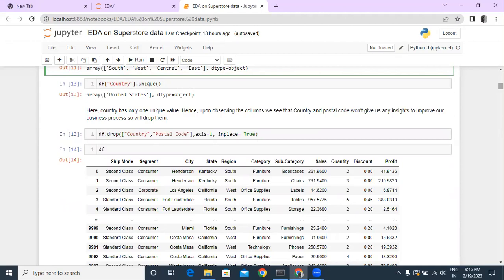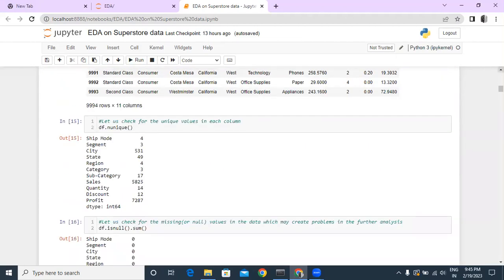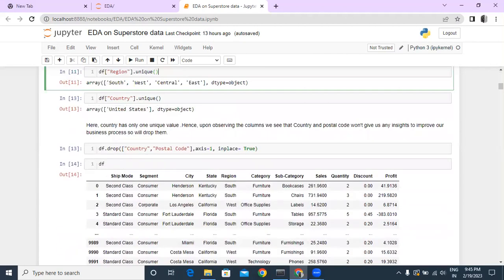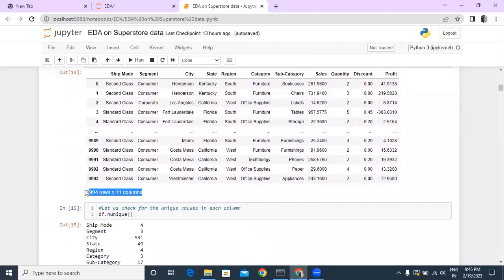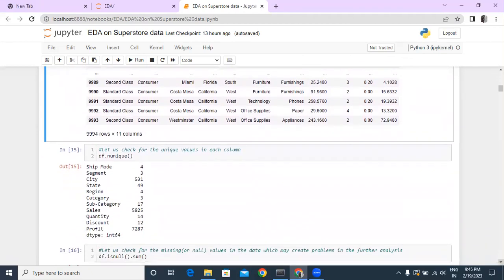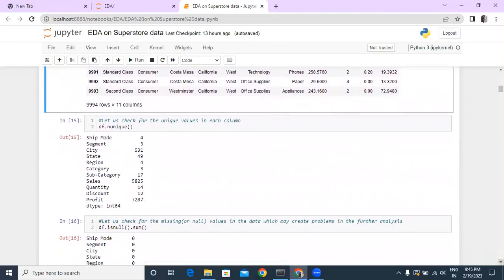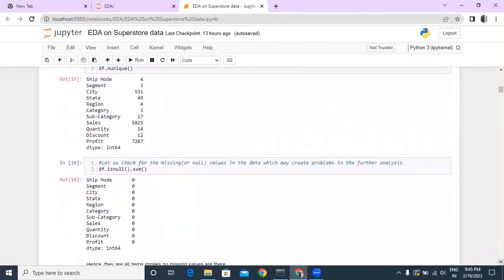Now this is our fresh data where we have dropped the 2 columns, and out of the 13 columns, we are left with 11 columns, and the number of rows is the same. So now we are checking whether our data has unique values in each column or not. So with this command, we have checked, and yes, we have got all the unique values. How many are the unique values?